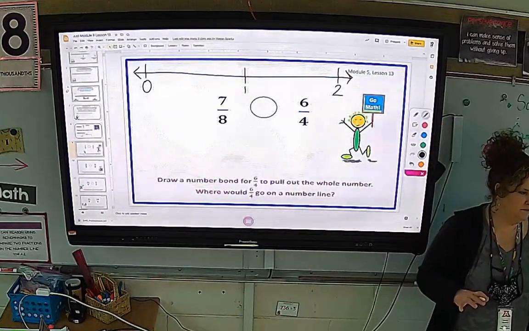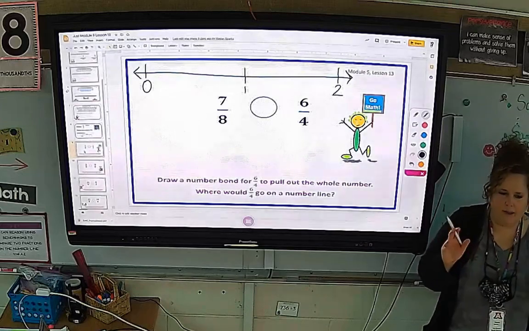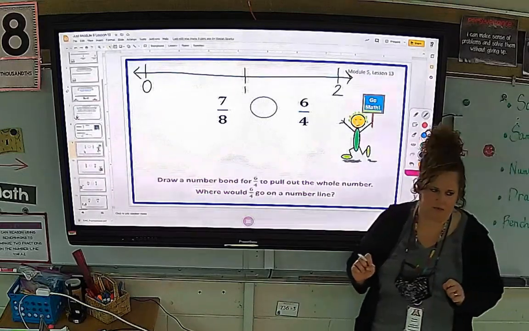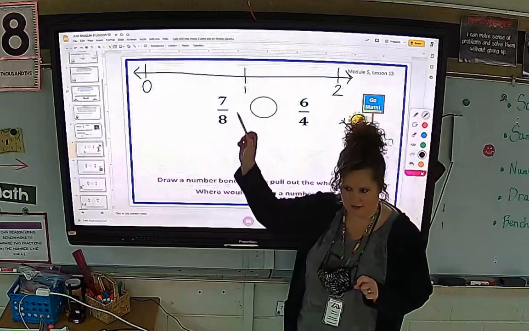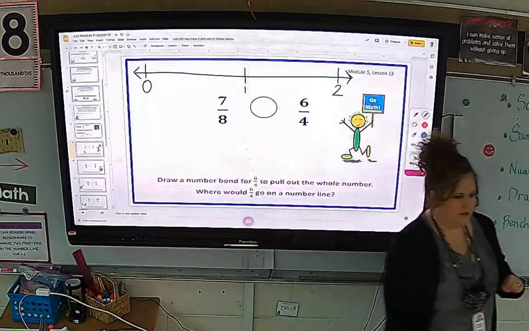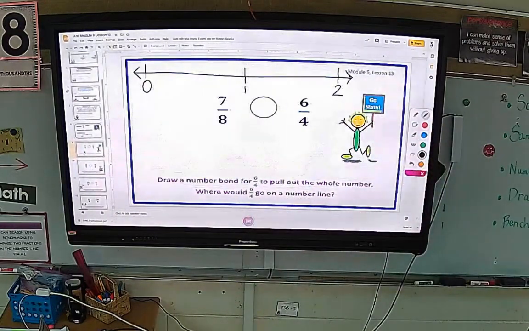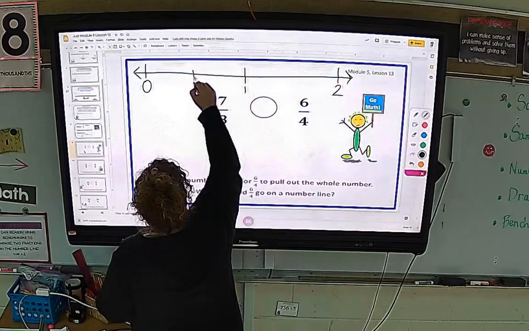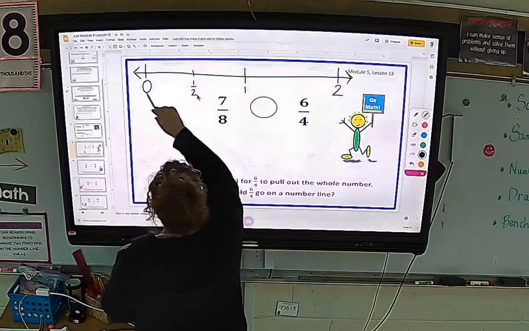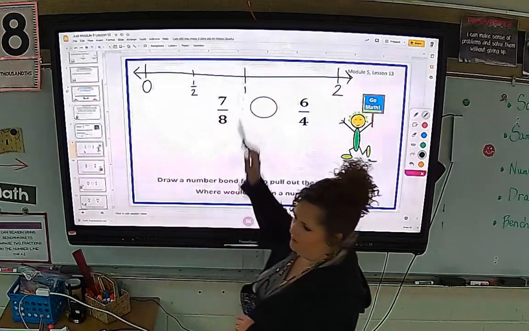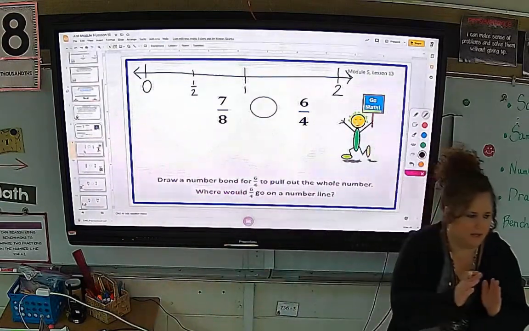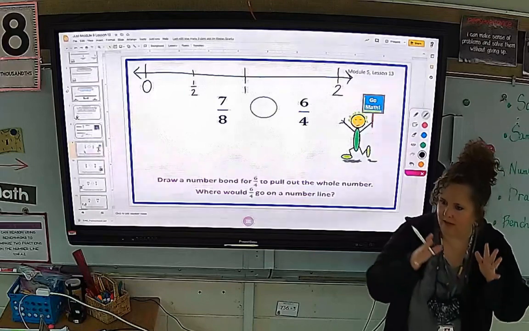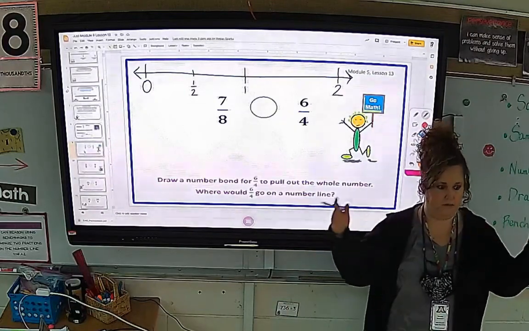7/8. Where about would 7/8 go? Think about 7/8 and how big it is. Okay, we know 8/8 is 1. We know 4/8 is half. But guys, don't forget, this time half, 1/2 is right here. Well, isn't 1/2 between 0 and 1? Yes. It's almost like somebody has taken a camera and backed up, and now they're showing you a little bit more of the number line.